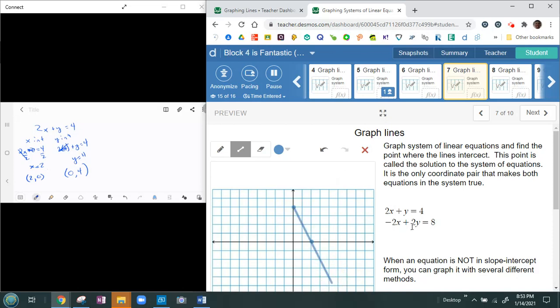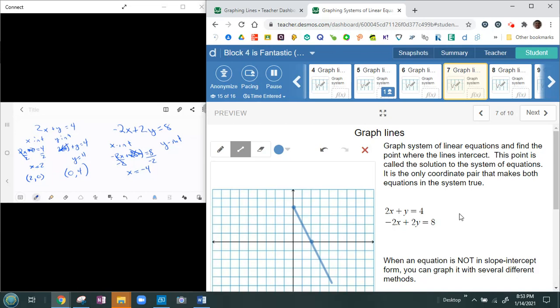All right, and now we have to do our other one. So that's -2x plus 2y equals 8. And we find our x-int and our y-intercept. And now we plug in. So negative 2x plus 2 times 0 equals 8. Well, that part cancels out. So we can divide by negative 2, x equals negative 4.